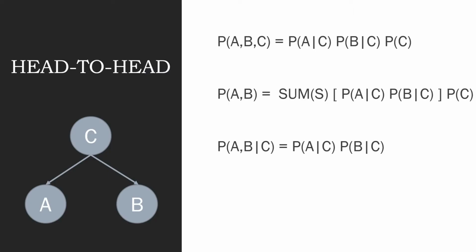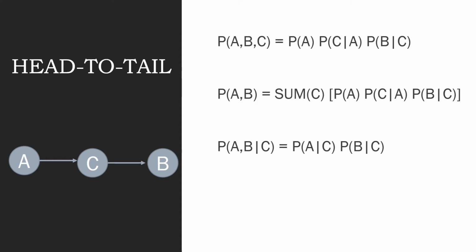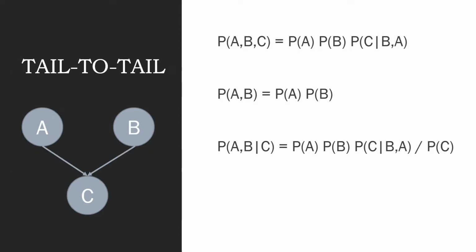Okay, let's summarize. So now we will see that we have three kinds of connection. The first one is head-to-head. For example, in this network, we have nodes A, B, C. We will try to find the probability of A joined with B. That we call head-to-head. The next one is head-to-tail, and the next one is tail-to-tail.